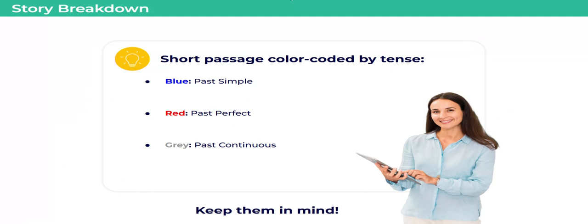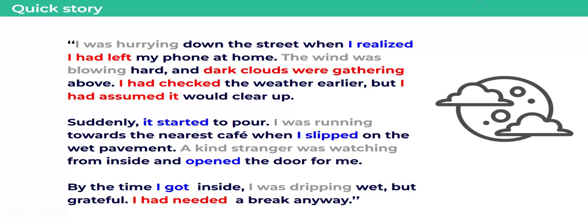So let's have a think about your story breakdown. A short passage color-coded by tense. We're going to have a look at a short story now that I've color-coded using blue for the past simple, red for the past perfect, and grey for the past continuous. Keep them in mind as we look and listen to the following story.